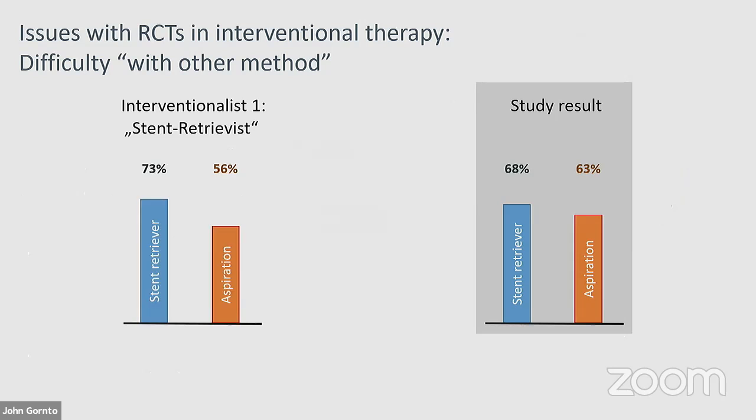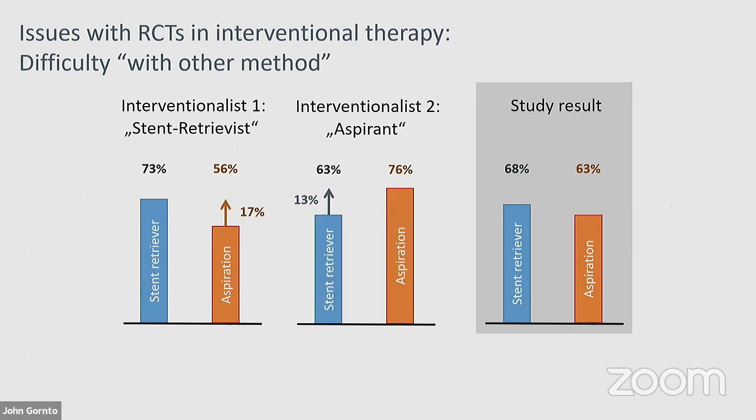Let's say in one center you have a stent retrievist. This guy knows exactly how to use his stent retriever. 73% good recanalization with a stent retriever, 56% with aspiration. And let's assume in another center you have a 17% difference. And then you have an aspirant or an aspiratrice interventionalist in another center, and she knows exactly how to use the distal access catheter and has better outcome with aspiration than with stent retriever. And the final difference of the randomized study is exactly this result.